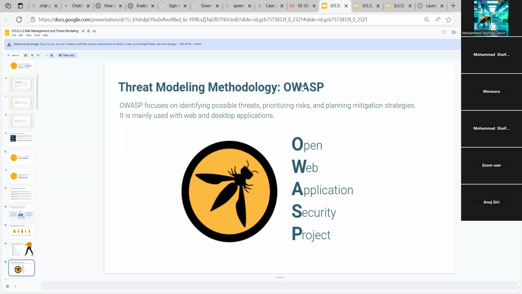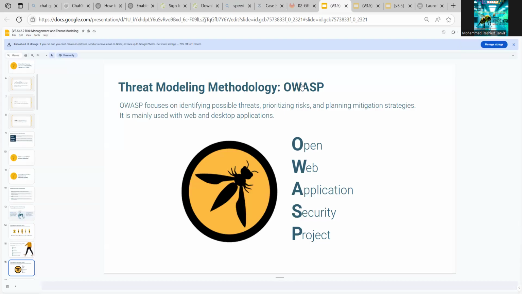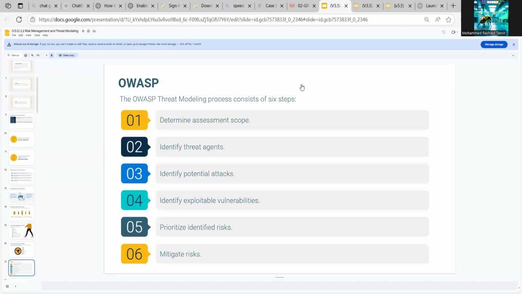So the Open Web Application Security Project is very important for our future class. We will discuss it and do a lab about these threat modeling methodologies. It focuses on identifying possible threats, prioritizing risks, and planning mitigation strategies. It is mainly applied to the analysis of applications such as web and desktop apps. Each methodology is relevant to a different situation.